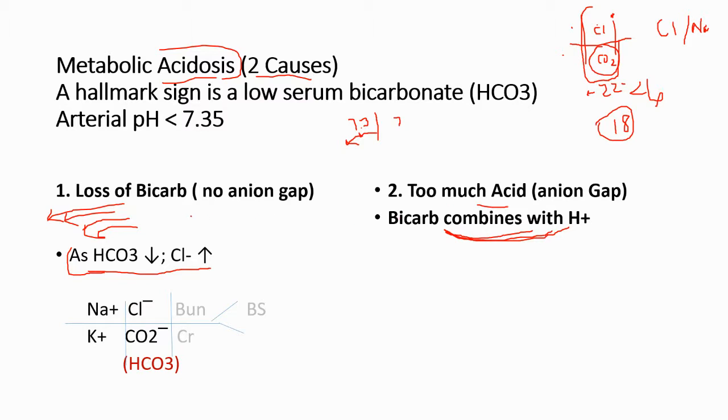And I'll just put here, because sometimes it's kind of nice to hear things twice. There's a couple reasons, but one of the most common reasons that it goes into a metabolic acidosis because of a loss of bicarb is diarrhea. So your stool is very alkalotic.